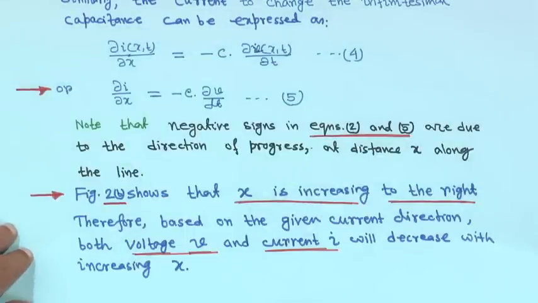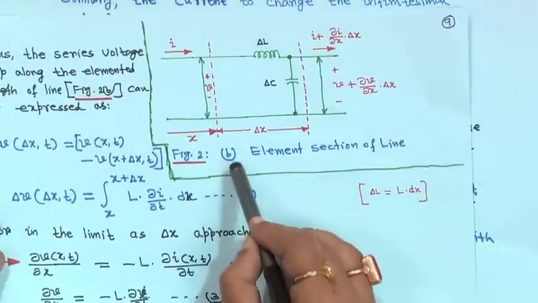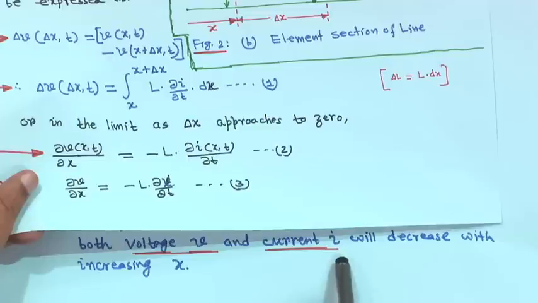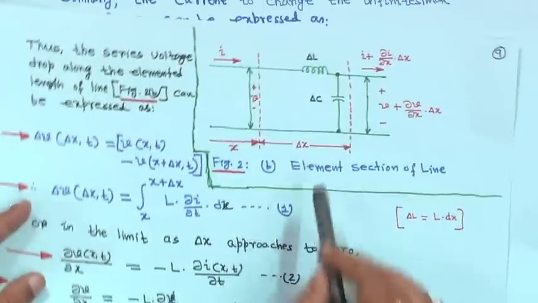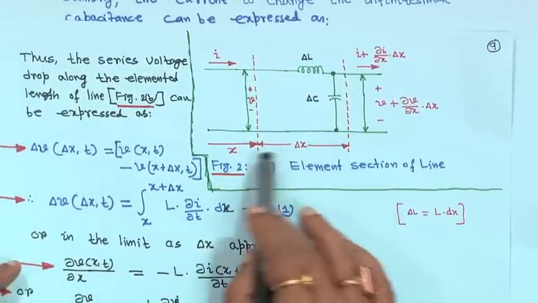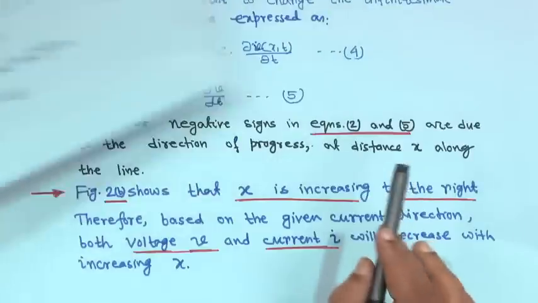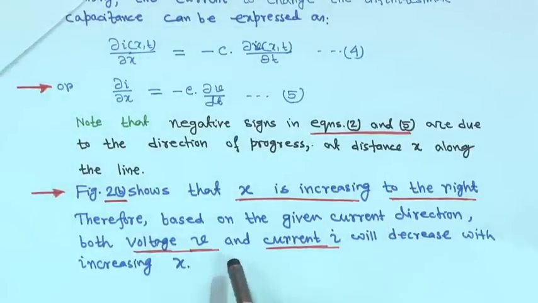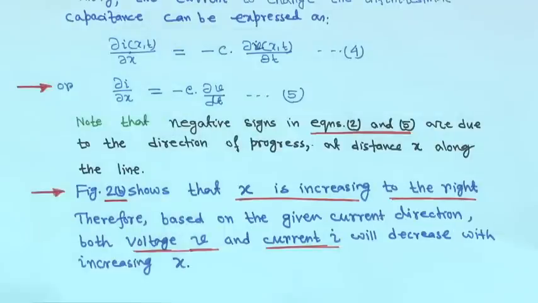Figure 2b shows that x is increasing to the right. Therefore, based on the given current direction, both voltage v and current i will decrease with increasing x. That means, as x is increasing from left to right, both voltage v and current i will decrease with increasing value of x.